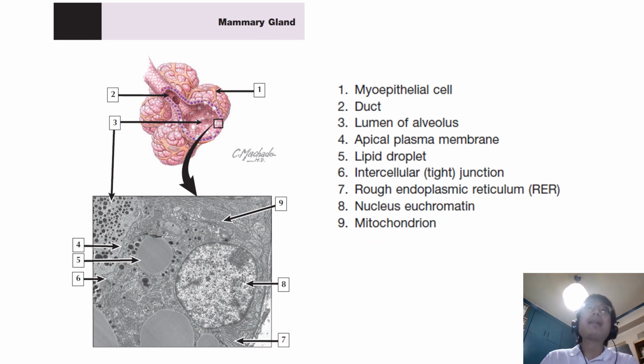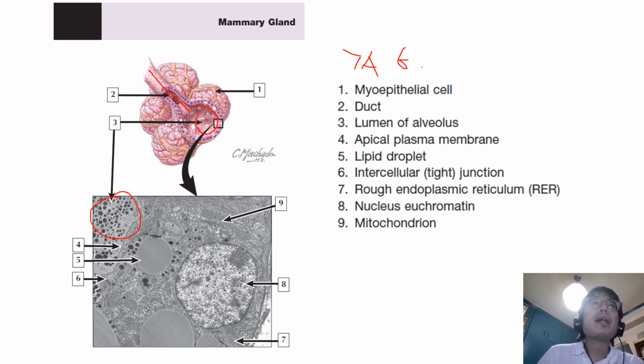This is a schematic diagram of a tubuloalveolar gland, a TA gland, and the corresponding electromicrograph of part of a secretory alveolus in a lactating mammary gland. Dissecting the different labeled parts here, one is a myoepithelial cell in this particular tubuloalveolar gland. Two is the duct servicing the different myoepithelial cells here. Three is a lumen of a respective alveolus.